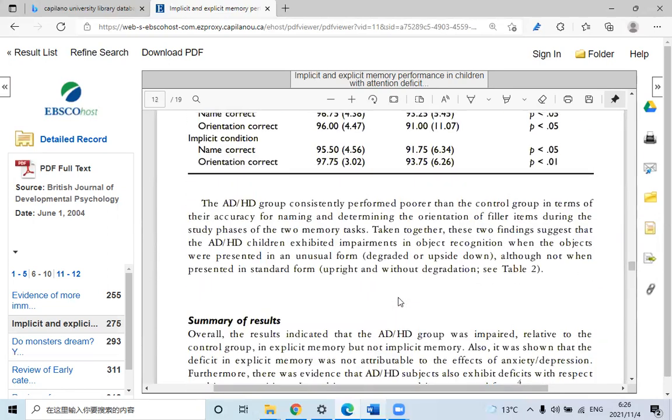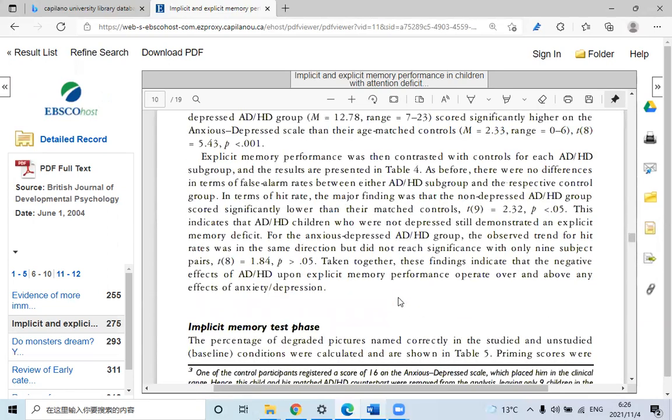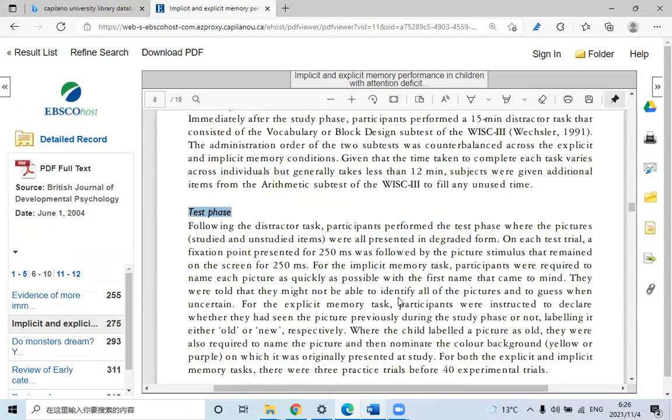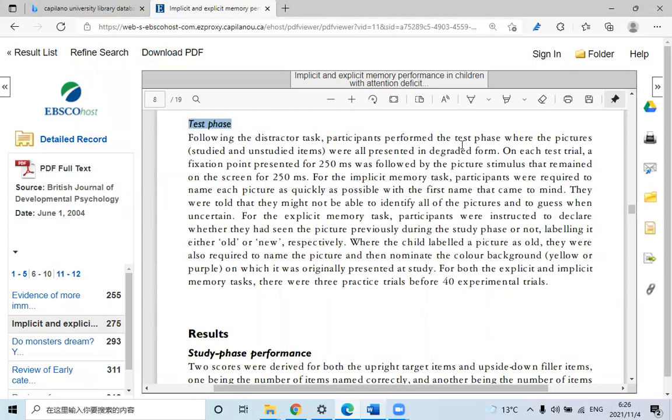Degrading means the pictures are blurred, not really sharp, unclear. Participants perform the task phase where these pictures included some of the old pictures, some of the new pictures, all presented in degraded form. On each task trial, a fixation point was presented briefly, and then you see the picture. The picture was really brief, only about a quarter of a second. 1000 milliseconds is 1 second. 250 milliseconds is 1/4 of a second.